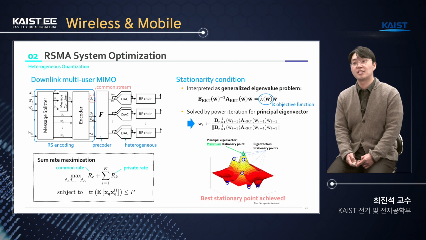So based on this insight, I proposed to use the RSMA system and develop an optimal precoding method to minimize quantization error while maximizing the sum rate. The sum rate maximization has two parts, the common rate and the private rate, subject to the transmit power. The solution is found at a stationary point by using the proposed method. That means it can be one of the best local optimal solutions.